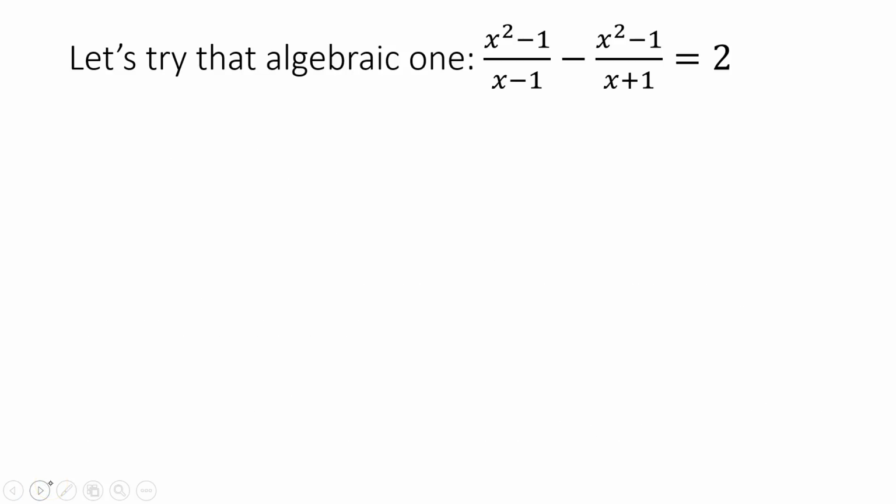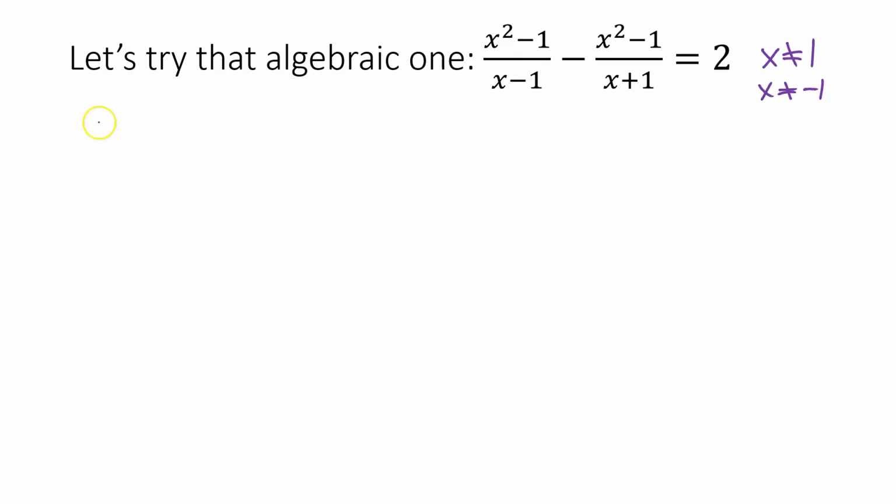So let's try that algebraic one that we were looking at. We're going to prove that this is always true, no matter what x value you use, as long as it's in the domain. So in this case, clearly x couldn't be 1 because we would be dividing by 0 here, and x couldn't be negative 1 because we'd be dividing by 0 here. But for any other value of x, this should be true. And let's see if we can prove it.